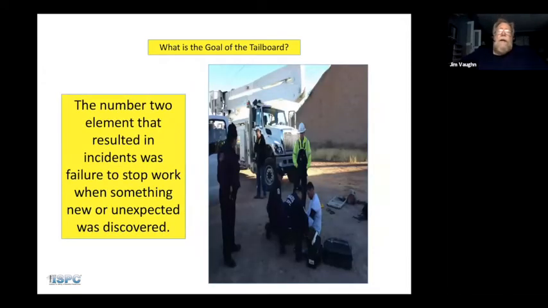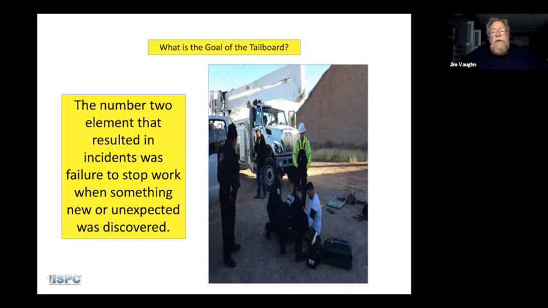The number two element that we find that makes mistakes on your tailboard is the failure to stop work when something new or unexpected comes up. This is a cardinal rule, and everybody knows this. You do a tailboard plan, which is a work plan, and you probably have heard the adage, plan your work and work your plan. But linemen don't do it that way. We have been trained to do if-thens. In other words, if we see this, we do this. If we see this, we do this. We are problem solvers to the top degree in a very hazardous environment. And so when we get to something that we didn't plan, we simply solve the problem and move ahead.